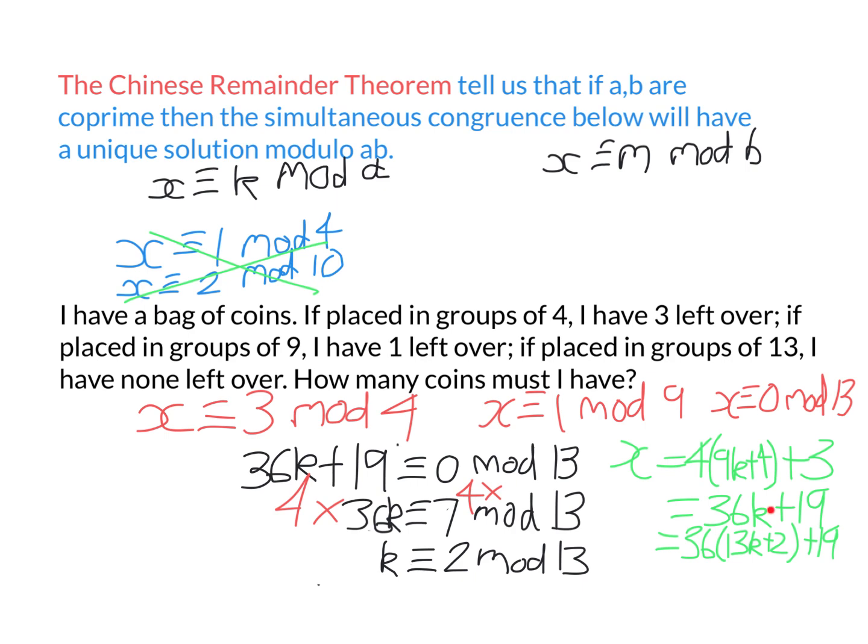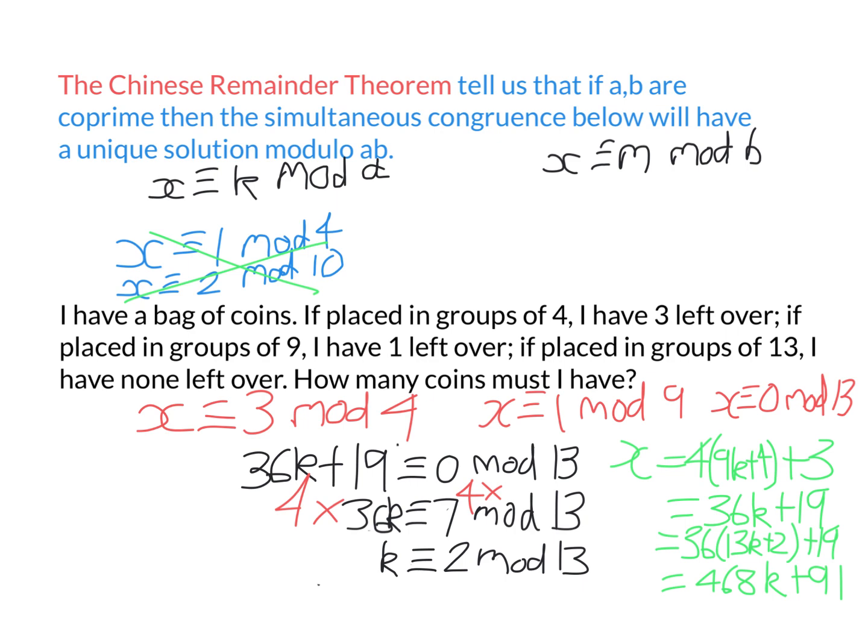So here I've just replaced k with 13k plus 2. Expanding that, I have 468k plus 91. So what have I actually found here? I've found that a number will be equivalent to 3 mod 4, also equivalent to 1 mod 9, also equivalent to 0 mod 13, if it is of the form 468k plus 91, where k is an integer.